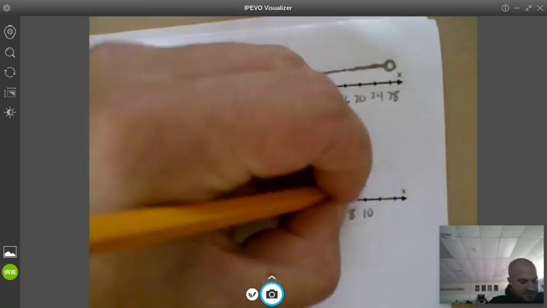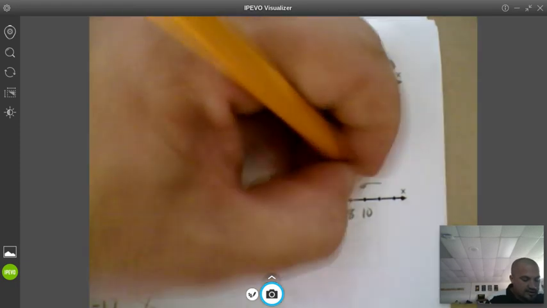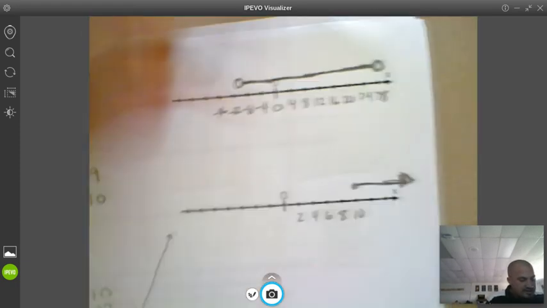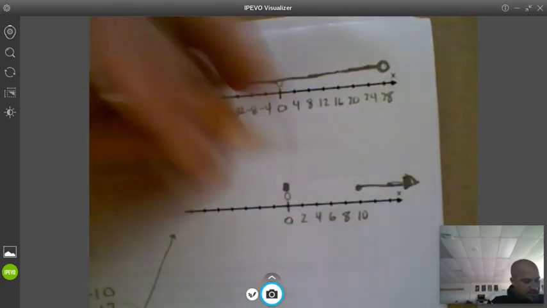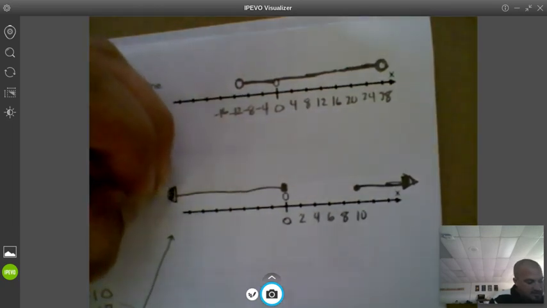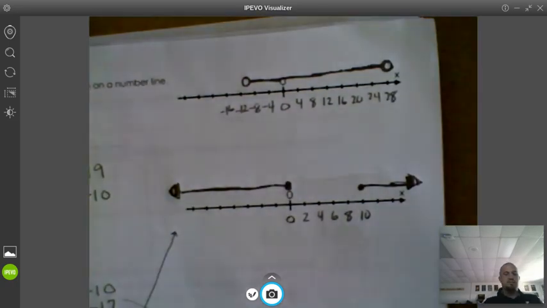So greater than or equal to 10, if I put a 10 here, it's a closed circle. Greater than or equal to is shaded this way. And then less than or equal to 0, I get a closed circle. And if it's less than or equal to, it's shaded all the way to the left. So there's my graph.